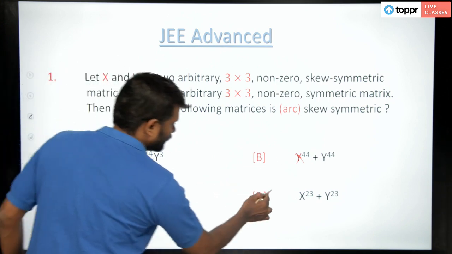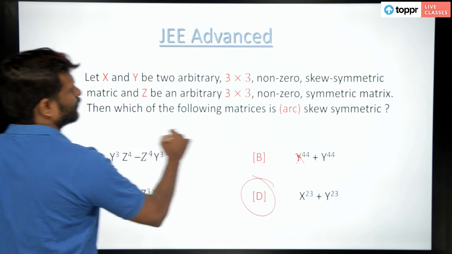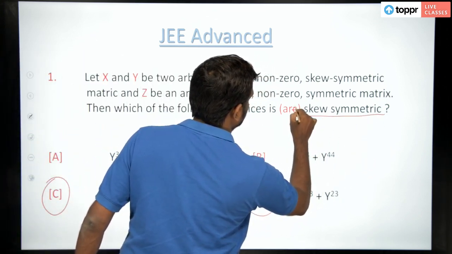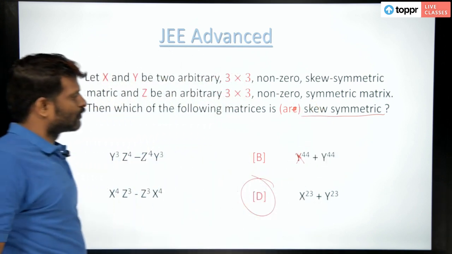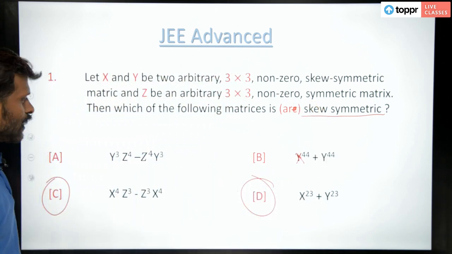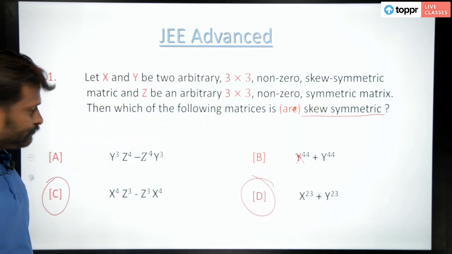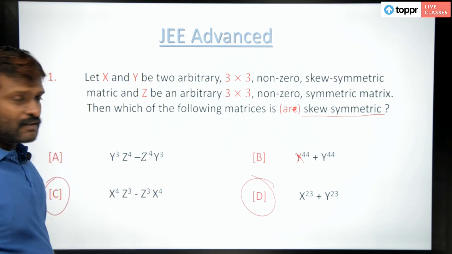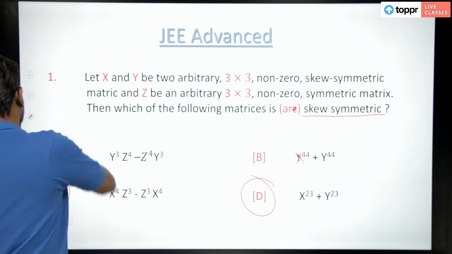C and D are the answers because we are looking for skew symmetric matrix. Okay, we are looking for skew symmetric matrix. So, those two are your answers, right. Just keep posting your comments if you have any questions. I hope this is clear so far.